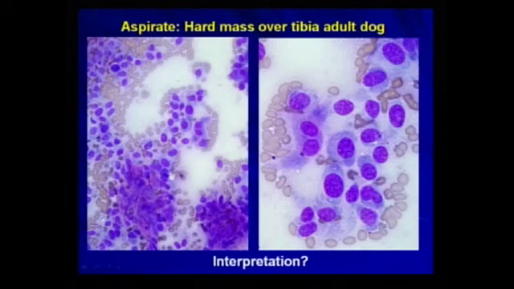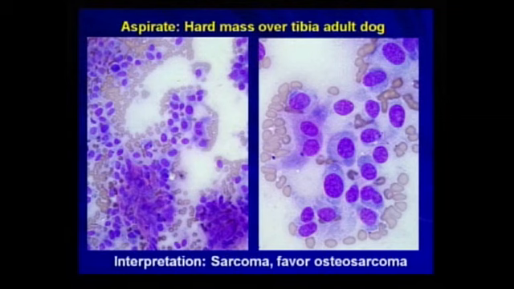A hard mass over the tibia. Hopefully you came up with the diagnosis of osteosarcoma here, and these have all of the features we would expect of osteosarcoma. Cells are producing osteoid, which we see here. They are enmeshed in it, so they have abundant rough endoplasmic reticulum. Not especially spindle, but you do have multinucleated cells. And the one thing that really is sort of odd about this particular aspirate is the cellularity. Most sarcomas tend not to exfoliate well.